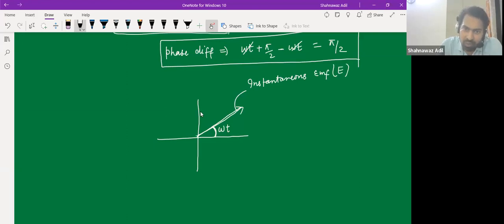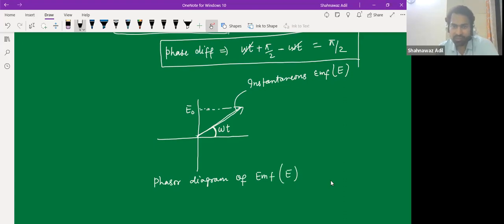And when we drop this arrow down to the y-axis, it would be given by E naught. So this is the phasor diagram of EMF, right? Is this part clear? Yes. Similarly, let us write the phasor diagram of current.